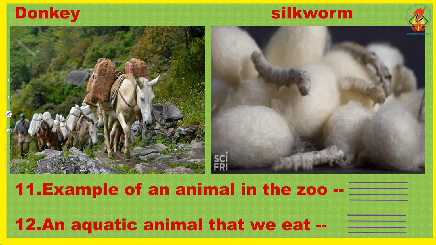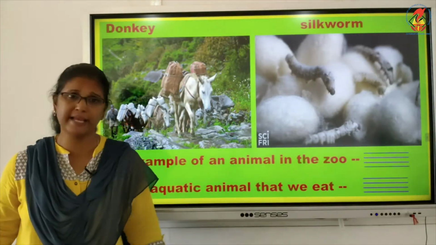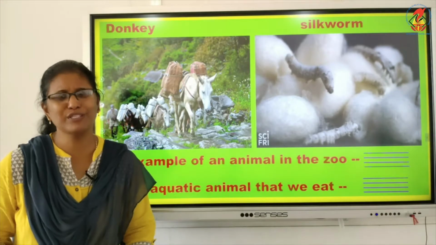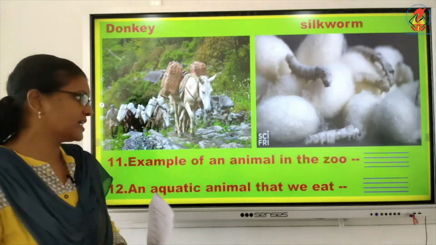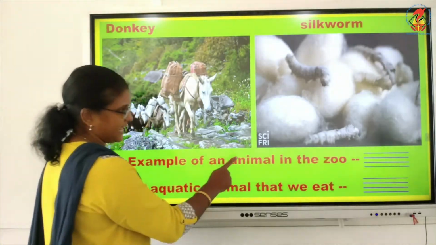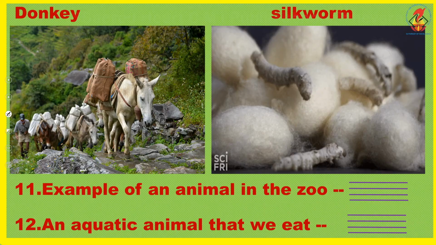You have fill in the blanks. You have number 11. Example of an animal in the zoo. What are the animals you find in the zoo? So many, right? So for today, let's pick up elephant to be written in a worksheet. Example of an animal in the zoo.